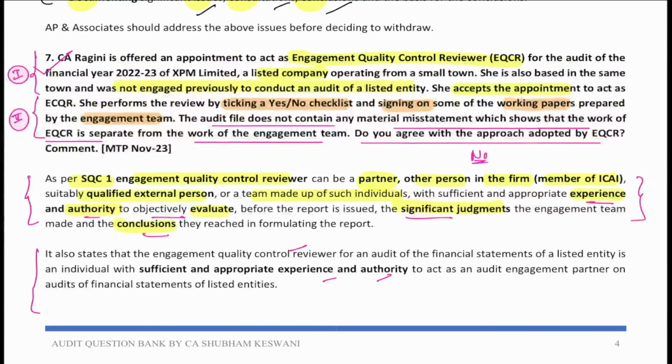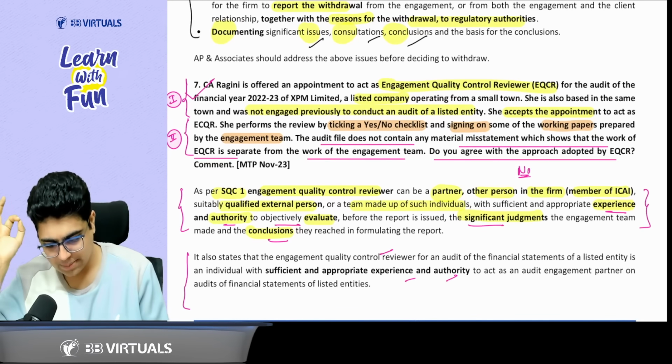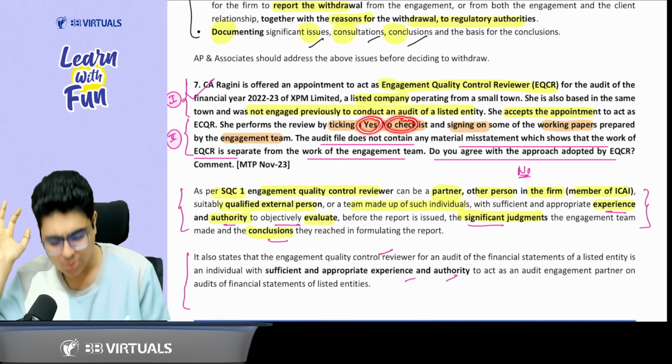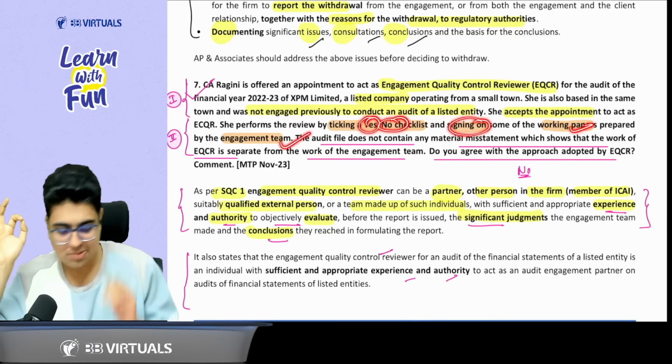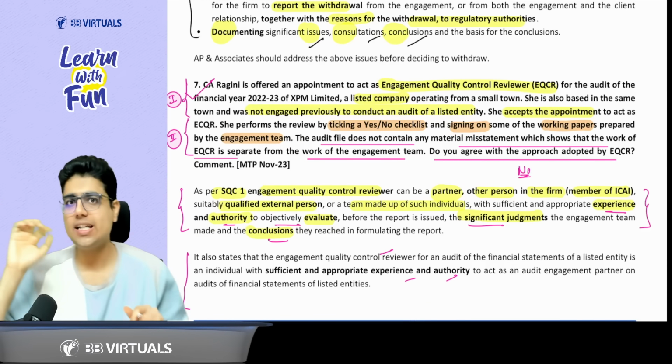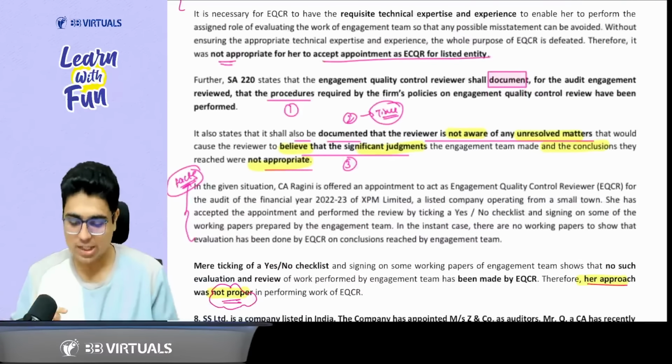Now comes the second part of the question. Please focus. The second part of the question says she performs the review by ticking a yes or no checklist and signing on the work papers of the engagement team. So do you think this is proper documentation? Again, the answer is no. This is not proper documentation. So which part of the EQCR will you write here?